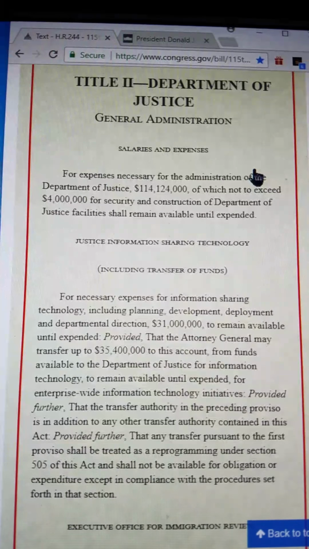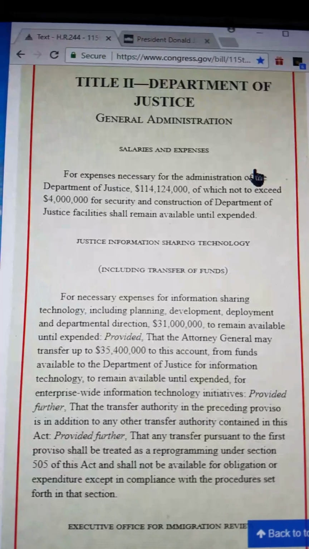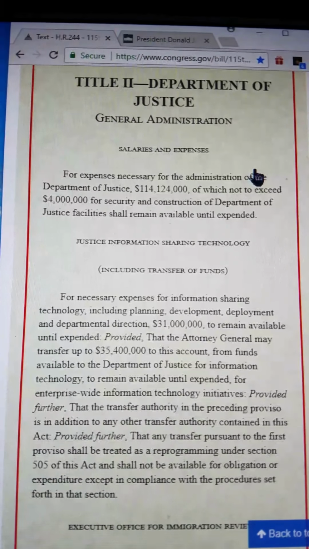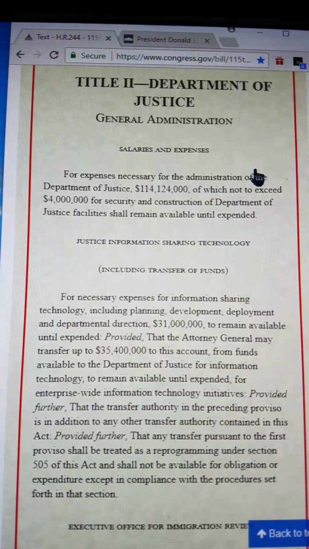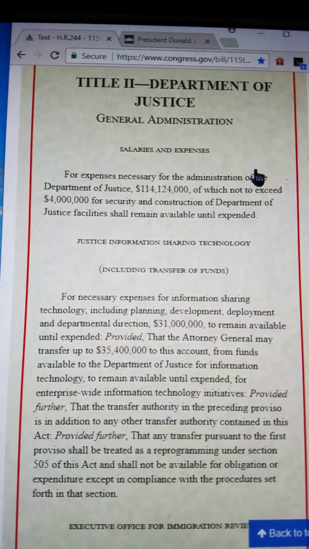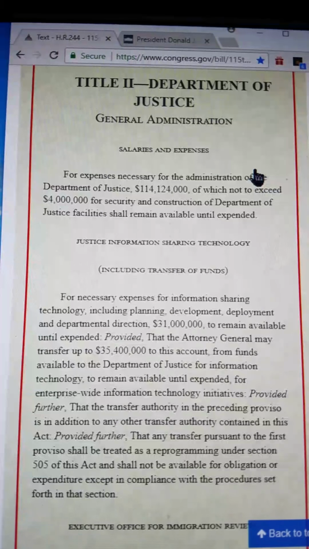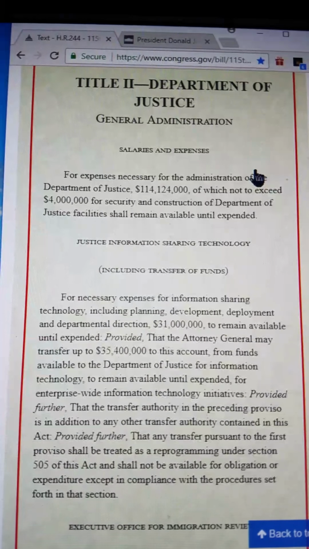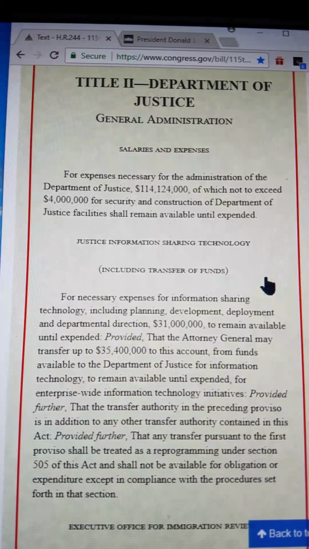This is Division B, Title 2. I'm going to Title 2 because I'm not for certain how long I'll have access or connection so that I can get through this. But anyway, up under Division B, Title 2, the Department of Justice, for expenses necessary for administration of the Department of Justice, $114 million, of which not to exceed $4 million for security and construction of Department of Justice facilities shall remain available until expended.